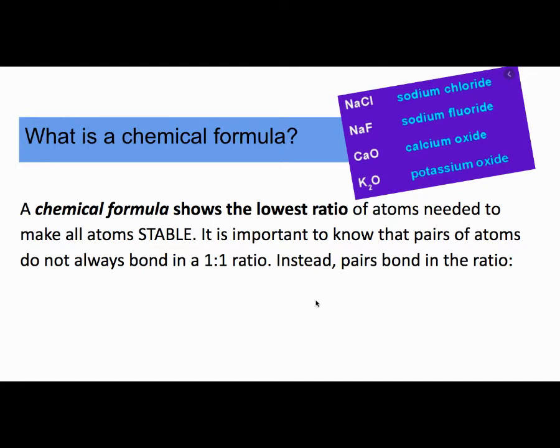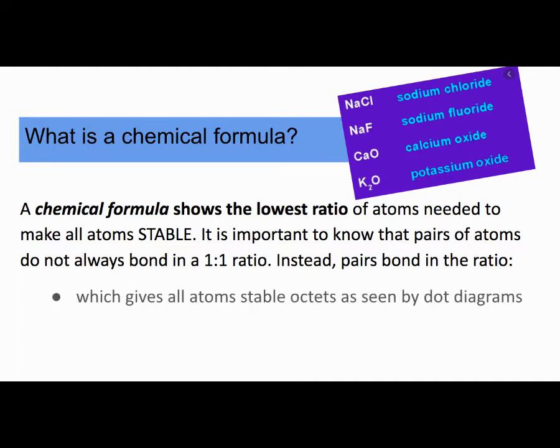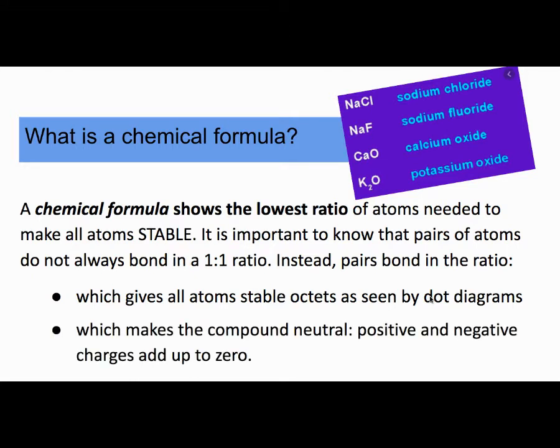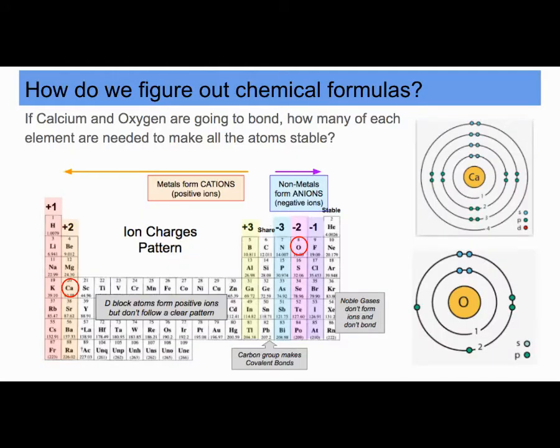Atoms, though, will bond, which gives them all stable octets, as seen by the dot diagrams, and which makes the compound neutral. All the positive and negative charges will add up to 0. So how do we figure out chemical formulas? If calcium and oxygen are going to bond, how many of each element are needed to make those atoms stable?